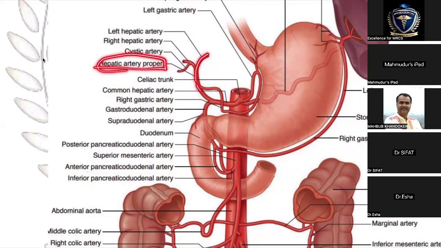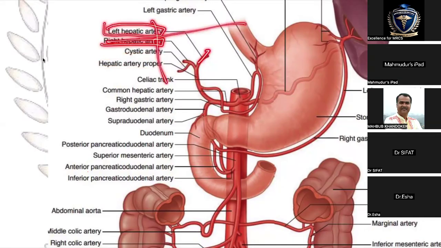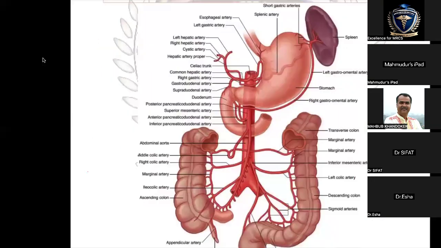The hepatic artery gives two branches: one is the right hepatic artery, and the other is the left hepatic artery. The left hepatic supplies the liver, and the right hepatic artery gives origin to a small vessel called the cystic artery. It's very important. So the cystic artery arises from which vessel? That is the right hepatic artery. Okay, guys, is it clear to you? Please let me know.